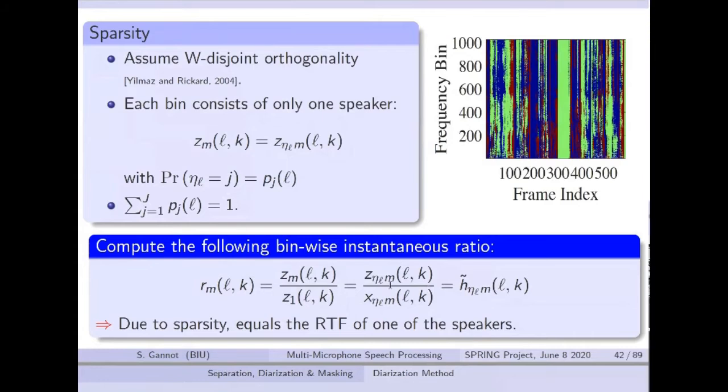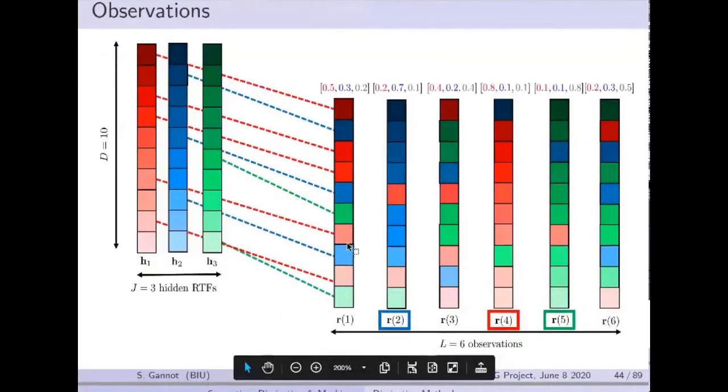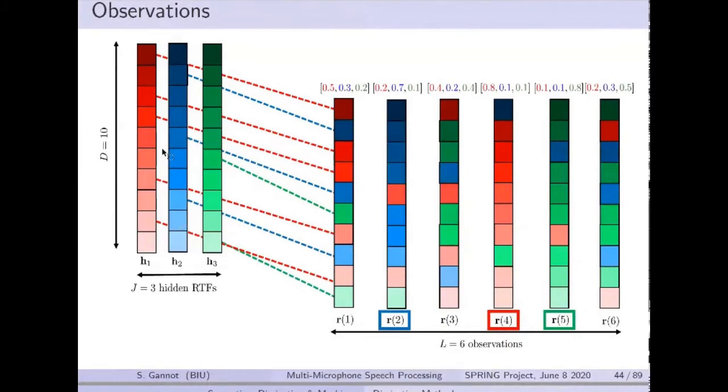This also is reminiscent of the RTF, but it's not the real RTF, but rather called the instantaneous RTF. So if we look at these instantaneous RTFs, then we really depend on the activity of the speakers. So let's assume that we have 3 speakers, a red one, blue one, and a green one. This is the RTF vector, all the concatenation.